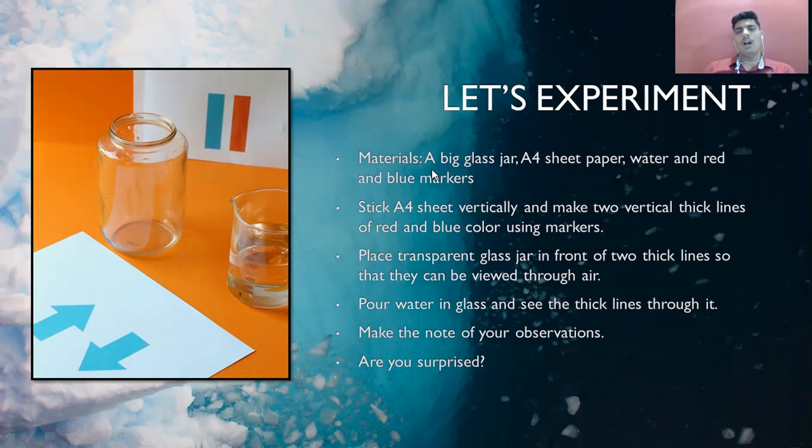Now here we have an experiment. The materials required are a big glass jar, A4 sheet paper, water, and red and blue markers, as shown here. Stick the A4 sheet vertically and make two vertical thick lines of red and blue color using markers. This is blue and this is red. Here we have a jar and a beaker with water. Now place the transparent glass jar in front of the two thick lines so that they can be viewed through air. Now pour water in the glass and see the thick lines through it. Make a note of your observations. Are you surprised to see that?